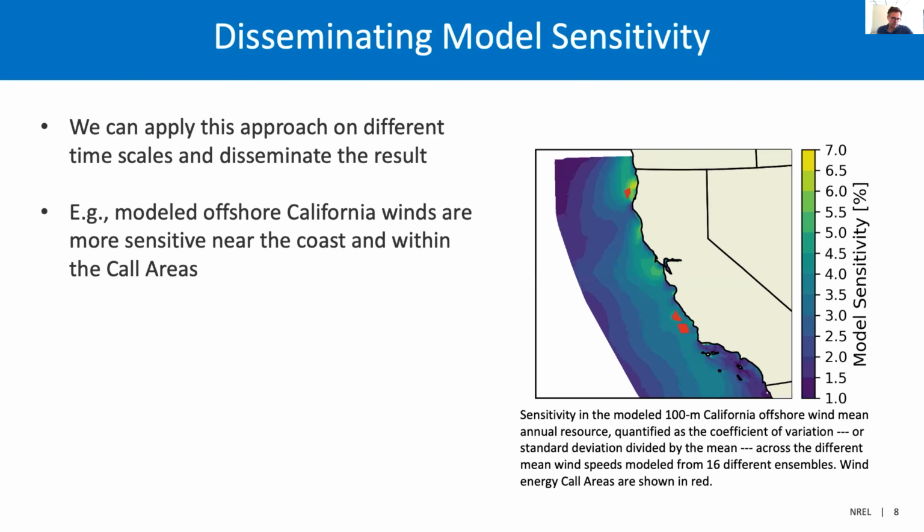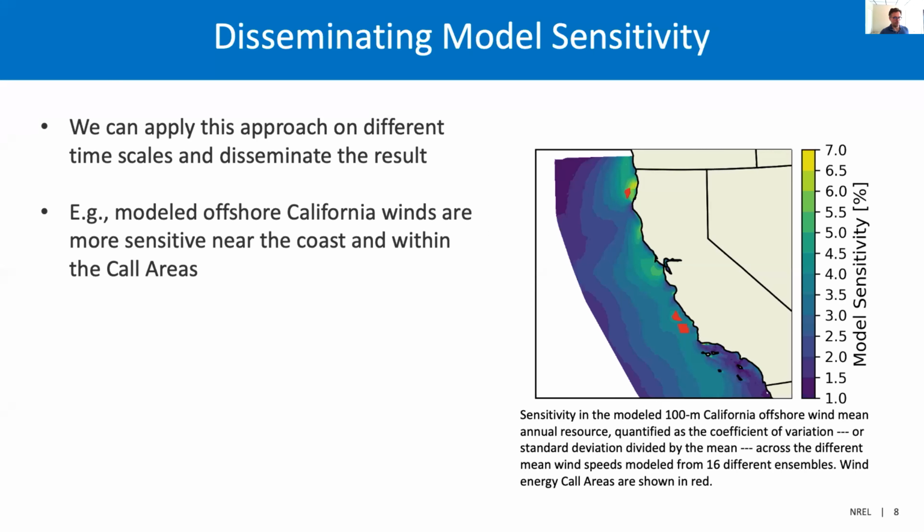So jumping ahead a bit, this is showing our result of the model sensitivity or confidence or uncertainty in the annual average wind speeds off the coast of California. So blue is low sensitivity, yellow is high, ranging from about 1 to 7%. And what we see is that depending on the model setup, we tend to see a lot more sensitivity close to the coast, and there's good reasons between the land and sea interaction, for example. And within these call areas, as shown here in red, we get quite a bit of sensitivity, so almost 6–7%. So that is kind of our interpretation of our confidence of the data we are starting to disseminate.